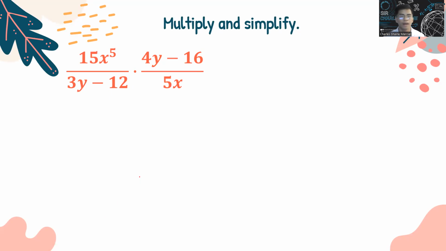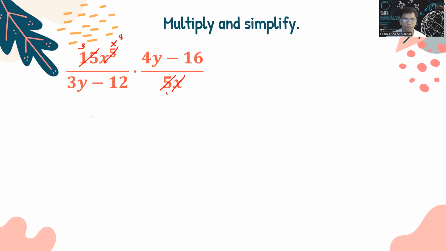Next one. We have 15x raised to 5 over 3y minus 12 times 4y minus 16 over 5x. Try natin yung cross multiplication. Ano yung common factor ng 15 and 5? Okay, the common factor is 5. So 5 divided by 5 is 1. 15 divided by 5 is 3. And for x raised to 5 and x, subtract lang yung exponent. 5 minus 1 magiging 4. So x raised to 4 na siya.